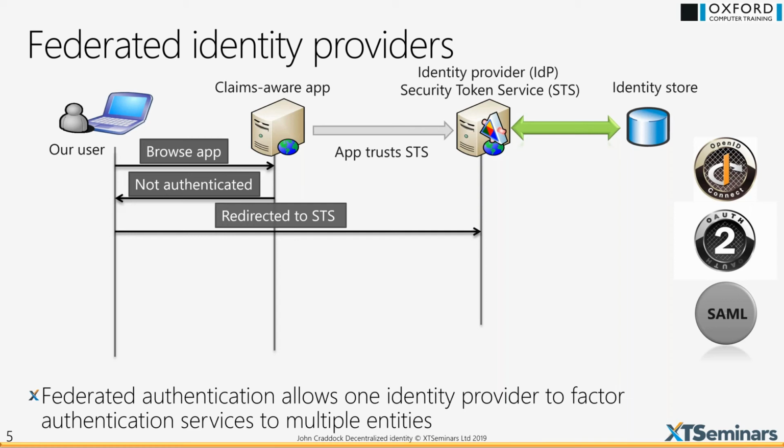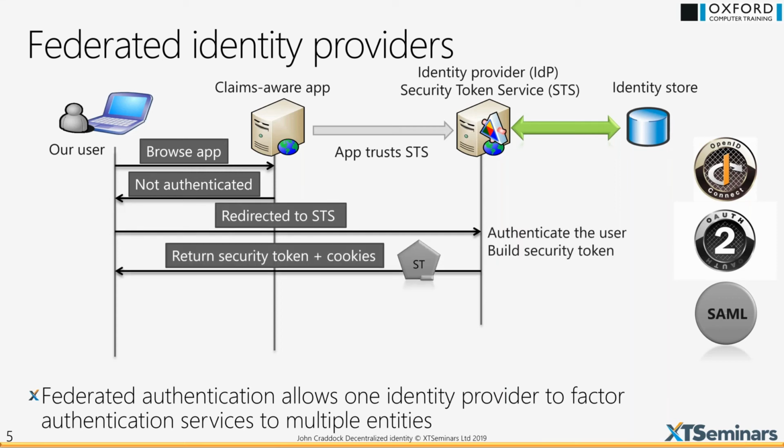We go over to the STS and we authenticate our user. Having authenticated our user, we build a security token. And that security token could be in a number of different formats. It could be a token that can be used by OpenID Connect. It could be a token that could be used by OAuth 2. It could be a SAML token. It could be a SAML token that is used by the SAML protocol, or a SAML token that is used by WS Federation, and so on.